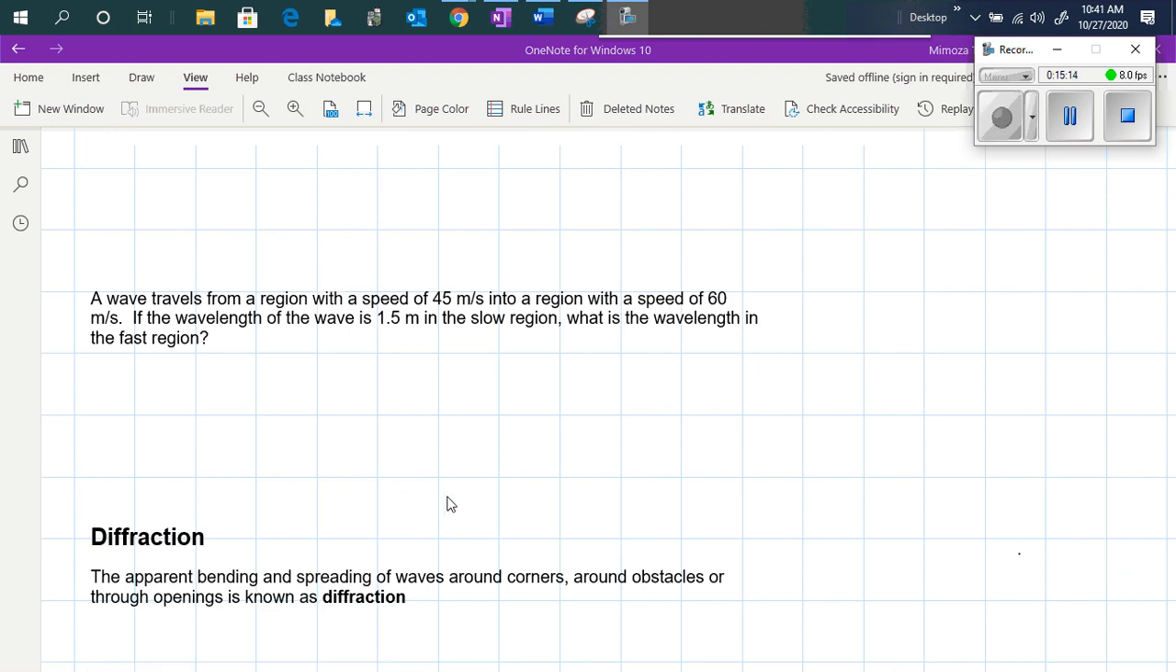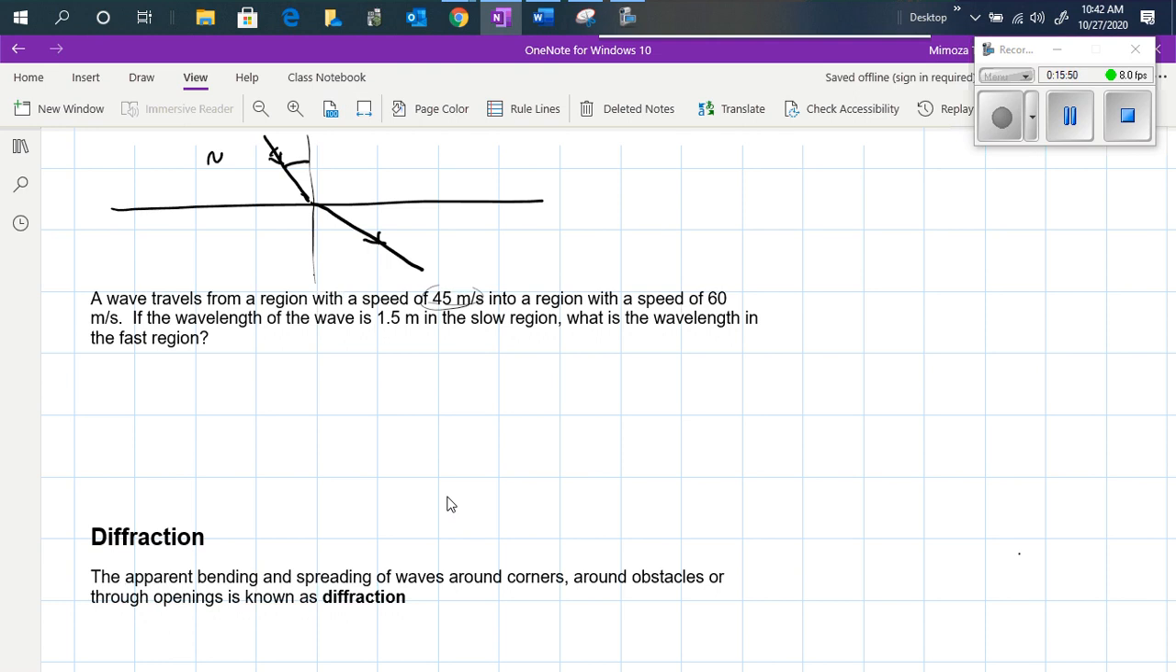A wave travels from a region with a speed of 45 meters per second into a region with a speed of 60 meters per second. If we were going to draw this particular situation, this is the surface and this is the perpendicular. So now it is going from a lower speed to a higher speed. So you will have to draw something like this. This is the incident and this is the reflected.